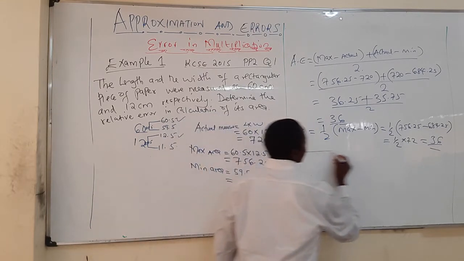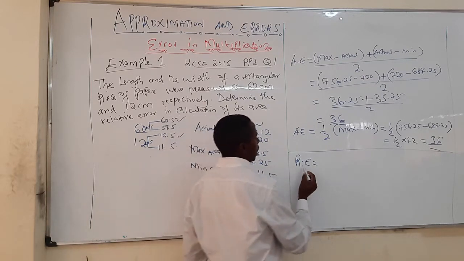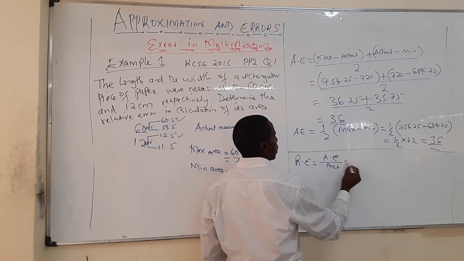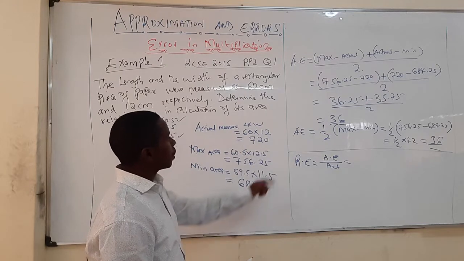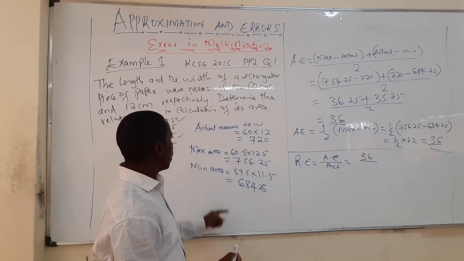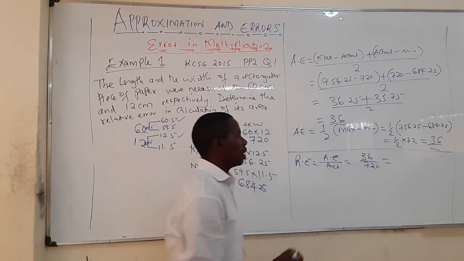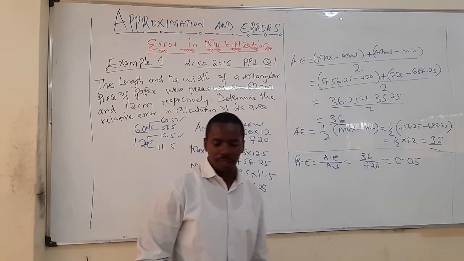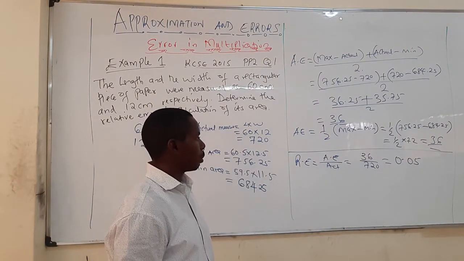Then for the relative error, that is our question. We know that relative error is given by absolute error divided by the actual measure. So the relative error, in our case, we have the absolute error as 36. We divide by the actual area, which is 720. And this one is going to give us 0.05. So that is the relative error of getting the area of that piece of paper.